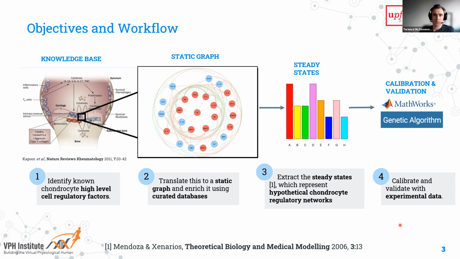The final stage is to calibrate and validate that hypothetical model against real experimental data and an independent validation set, using, in this case, a genetic algorithm to optimize the whole network and optimize the topology of the network, the layout and the edges.